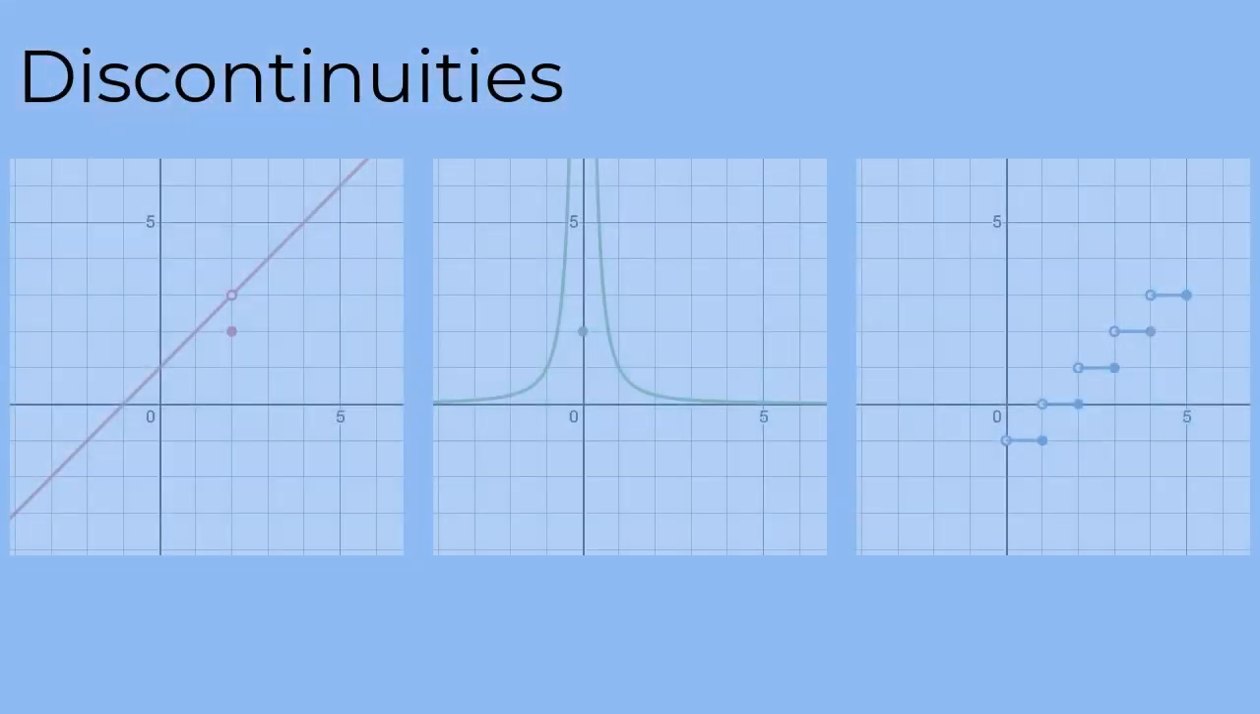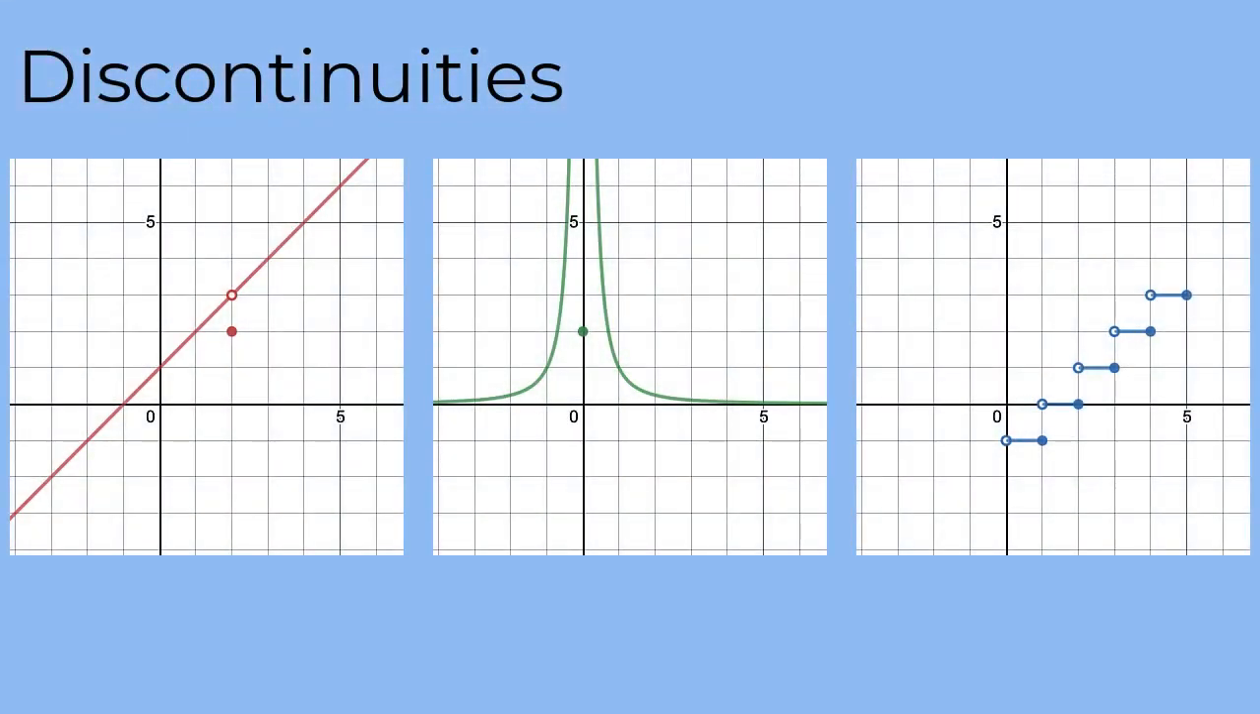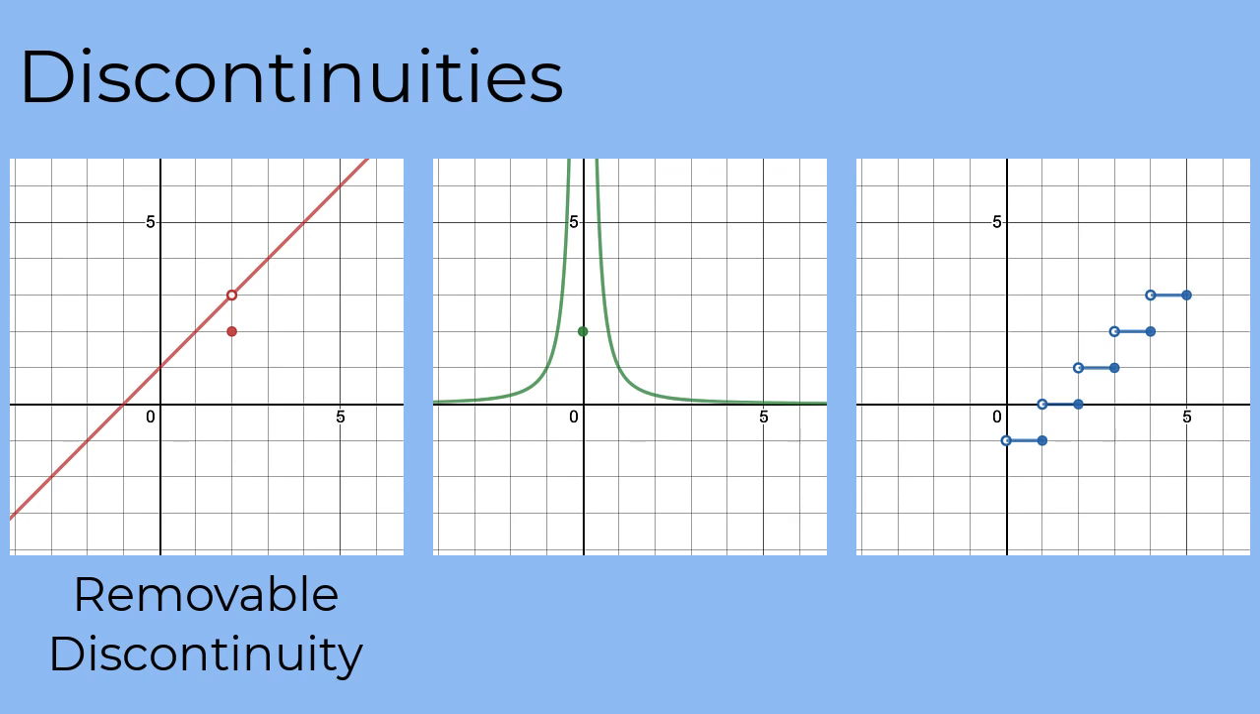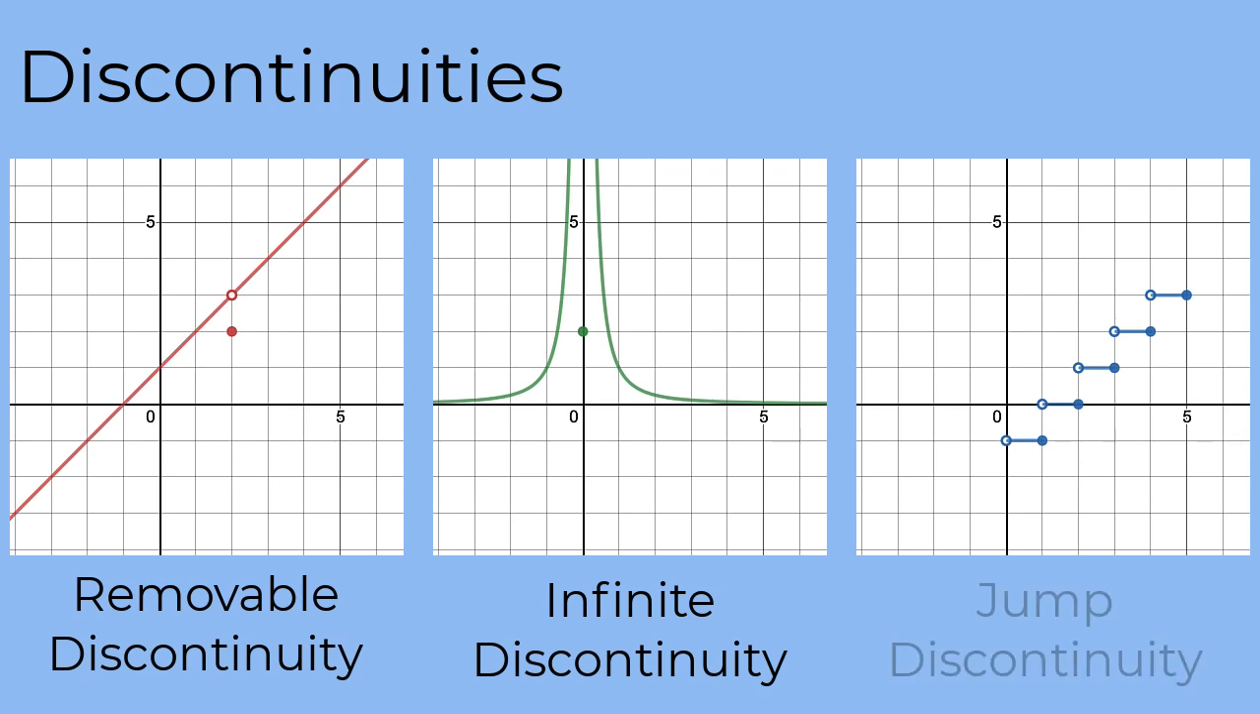If a function is not continuous, then that means there are discontinuities. Here are three graphs showing three different types of discontinuities. The first is a removable discontinuity. The second is an infinite discontinuity. And the third are jump discontinuities. We'll go through each one.